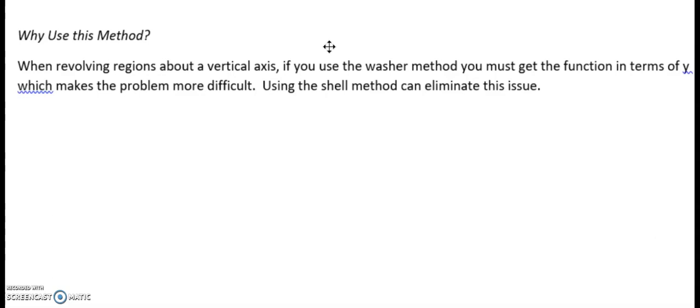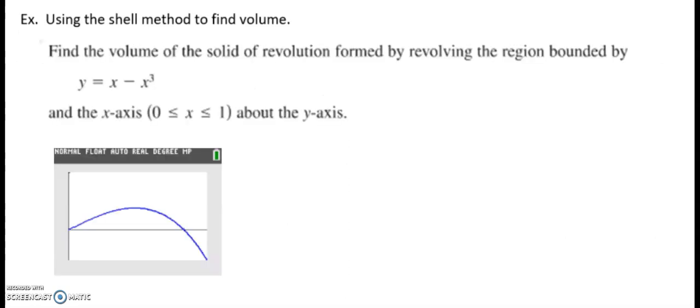Well, ultimately, the reason why I would want to use the shell method is, suppose my axis of revolution is a vertical line. Well, the only way that you can use the disk or washer method is if your rectangle is perpendicular to that axis of revolution. Well, if that's the case, then you have to get your function in terms of the variable y. Well, often it's going to be hard to get your equation in terms of y. And if you can't do that, then you can't use the disk or washer method. Therefore, you're going to have to use the shell method to do this process. Now let's take a look at an example of what I'm talking about.